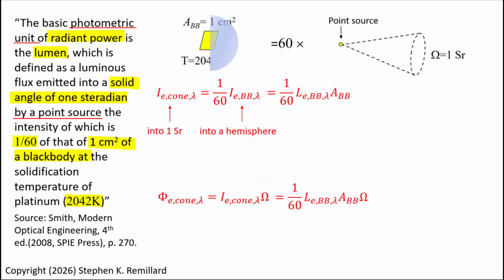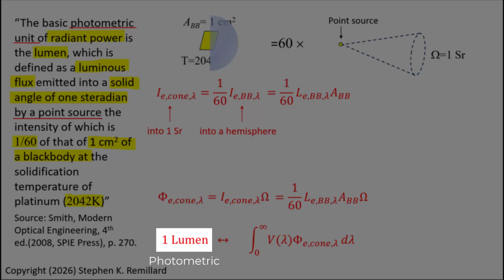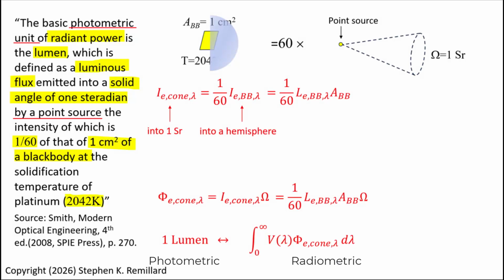Back to Smith's paraphrase. The lumen is the unit of luminous flux, watts, scaled by the human eye's spectral response to those watts, which is the connection we need between the lumen, photometric power, and the watt, radiometric power. By integrating the spectral power in the cone, weighted by the photopic curve, photometric power, or rather luminous flux, is realized. But this integral is declared to be 1 lumen. And I can pretty much assure you that after evaluating it, you won't get 1.